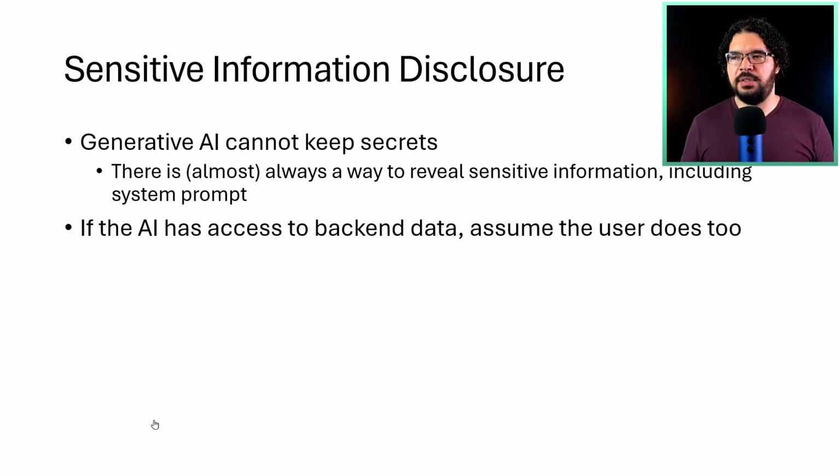Other things that we can see are things like user credentials, if the LLM has access to those, or maybe they have access to a database table that has those. So this is something that's really important.